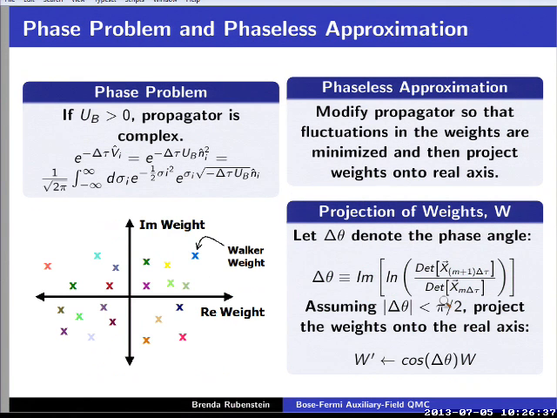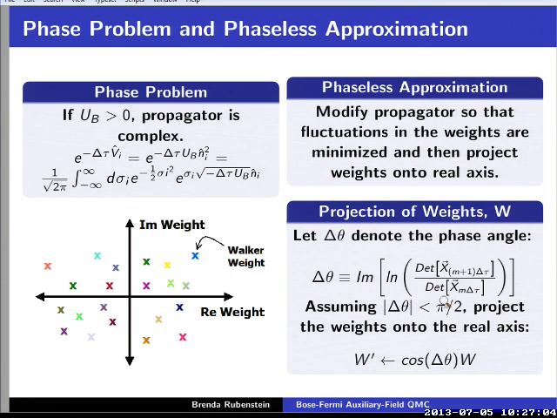And to deal with the propagators, we also use what's called the phaseless approximation. So just to remind you, this can be readily complex. For the boson-boson repulsion term, we usually treat the bosons as repulsive, so we get a complex propagator. When this happens, the weights of our walkers populate the entire complex plane, and so what we have to do is basically project the weights. What we do in the phaseless approximation is we project the weights onto the real axis.